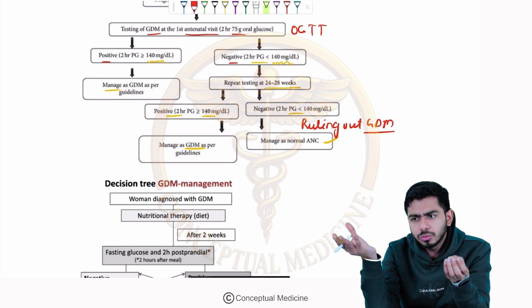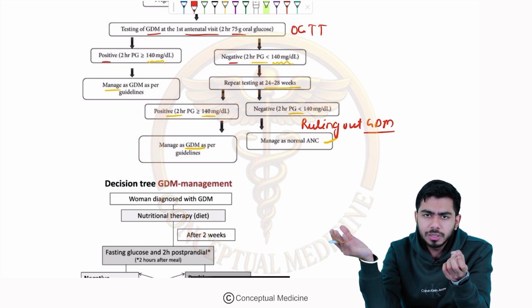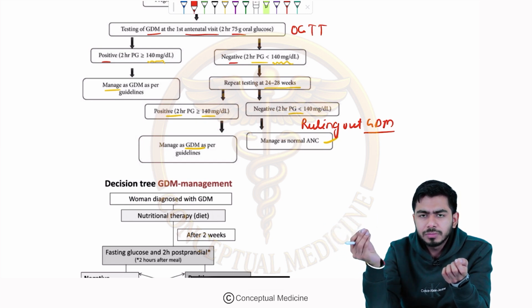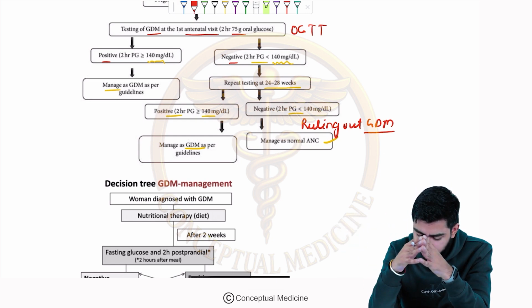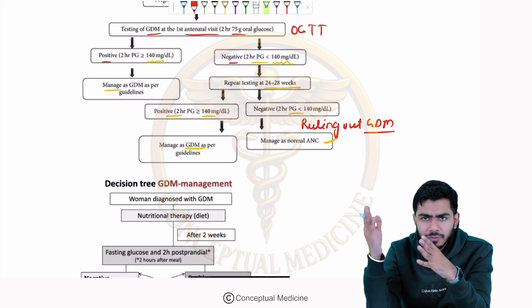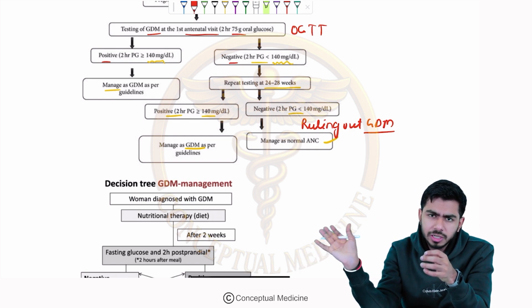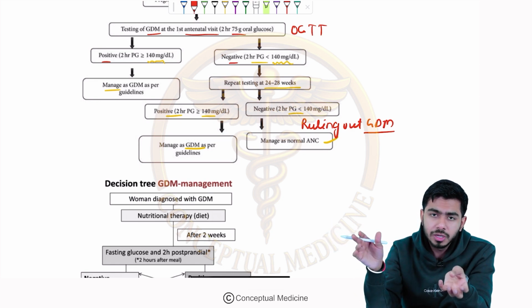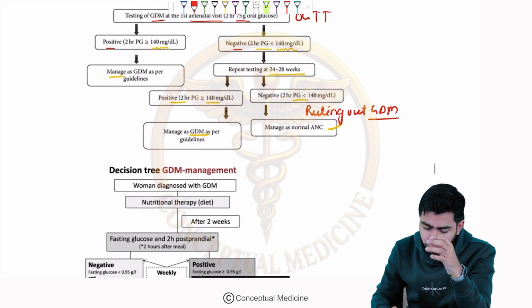On the other hand, the test might be negative. Then we will call this female when she comes for the upcoming antenatal visits, and at that point of time we will do the same test. The time period is 24 to 28 weeks; between this time we repeat this particular test. Again, if it is negative, that is, less than 140 after 2 hours, we consider it negative. Otherwise, you consider it positive and start the treatment according to the GDM management guidelines. So that is about the OGTT test.